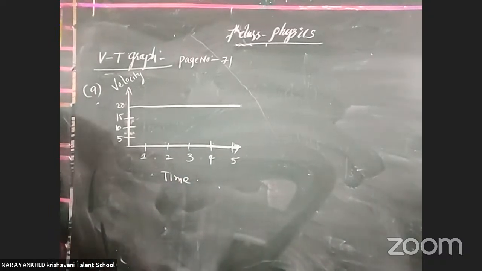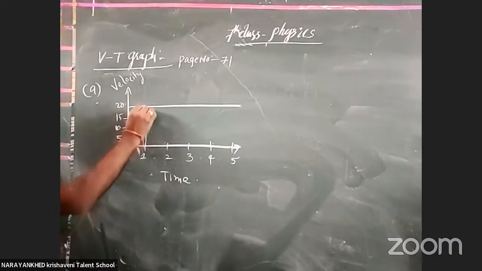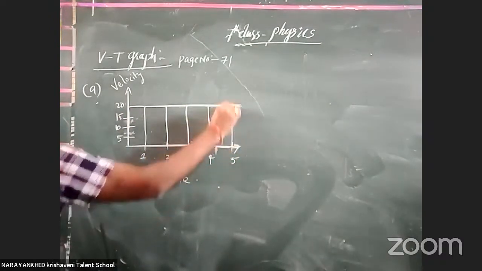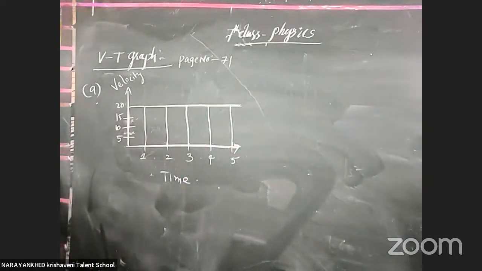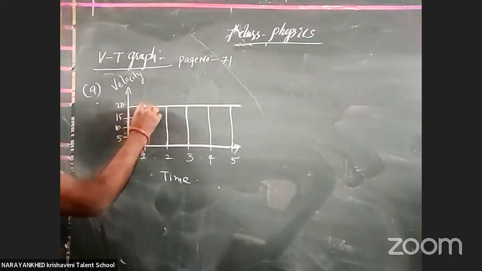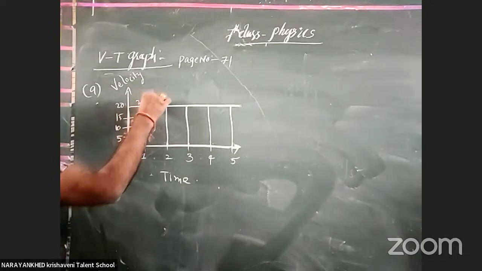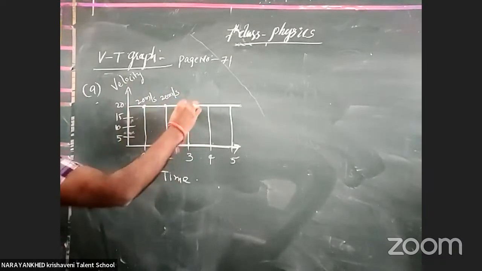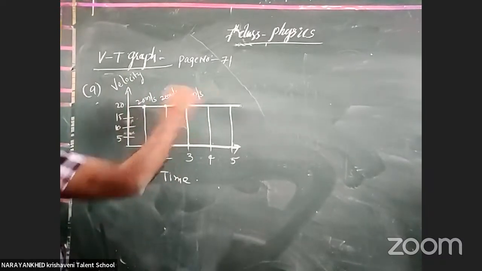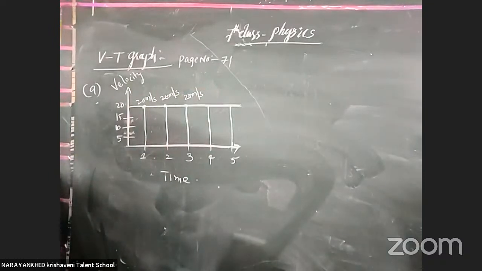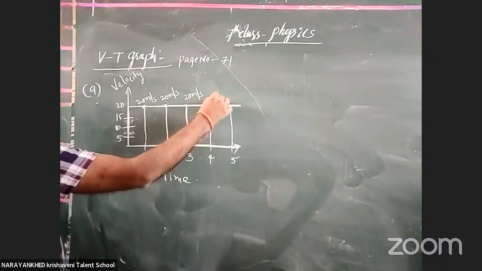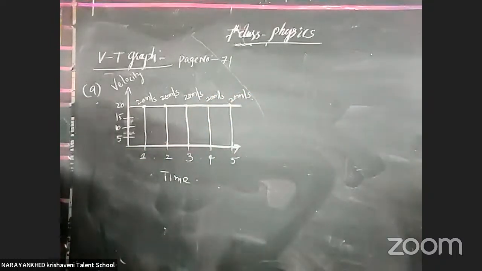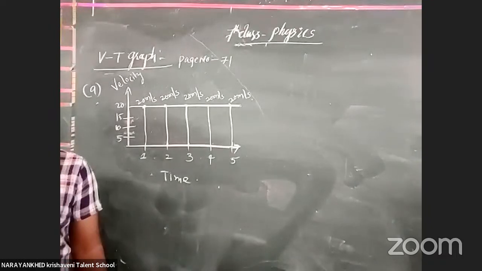And here, every time, for the first second, the second second, the third second, the fourth second, the fifth second, every time it contains what? At this particular point, it is a 20 meter per second velocity only. At this point also it contains 20 meters per second velocity. Everywhere there is a 20 meters per second velocity only.